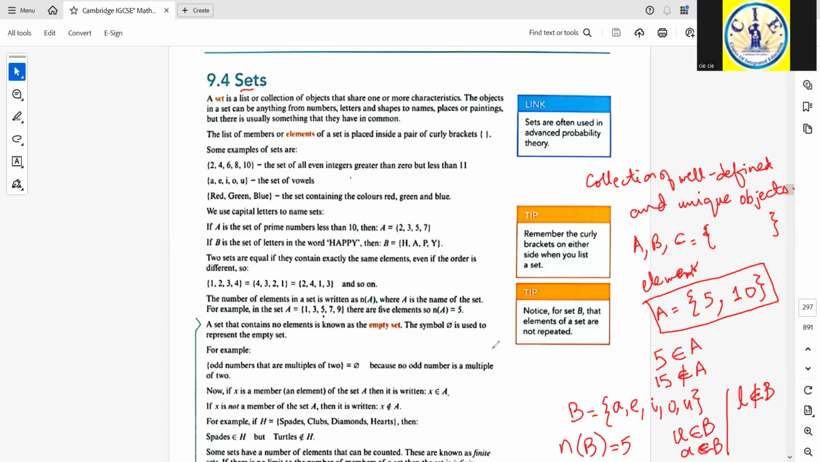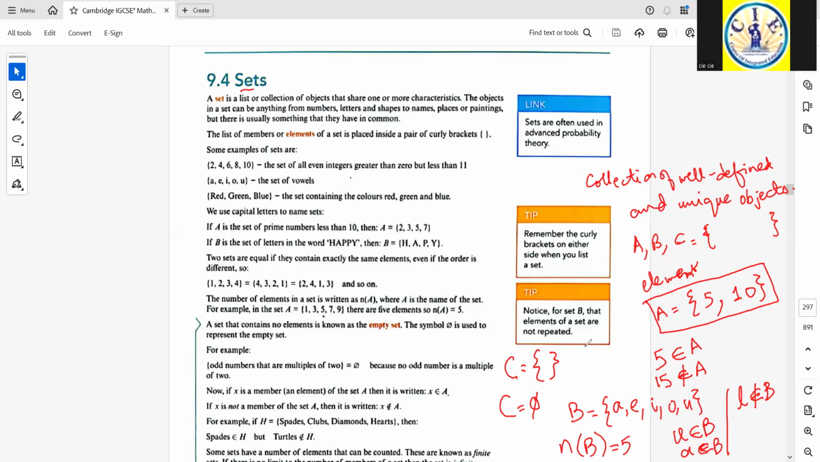Okay. Now let us define an empty set. Let's take another example, C. It is a set, for example, which doesn't contain any element. So it is written either with empty curly brackets or it is written like this. This symbol is known as phi.